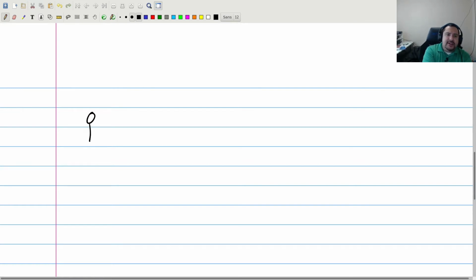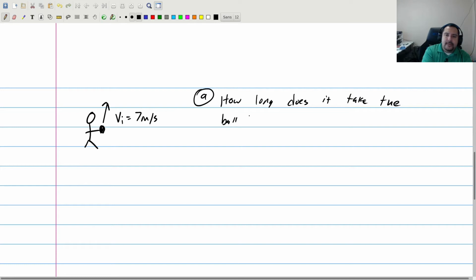Let's try this. Let's imagine we have a person here, and he has a ball. And he's going to take this ball and he's going to throw it upward with an initial velocity of, let's make it 7 meters per second. Pretend that's vertical. And I want to know a couple things. Letter A, I want to know how long does it take the ball to get to the top of its path.